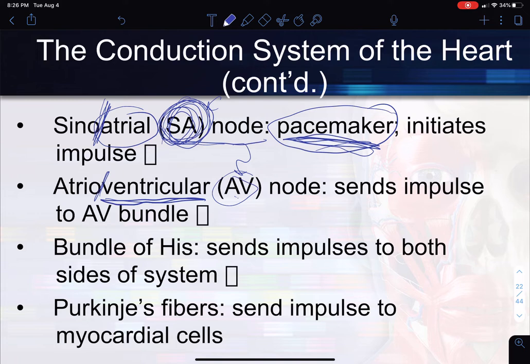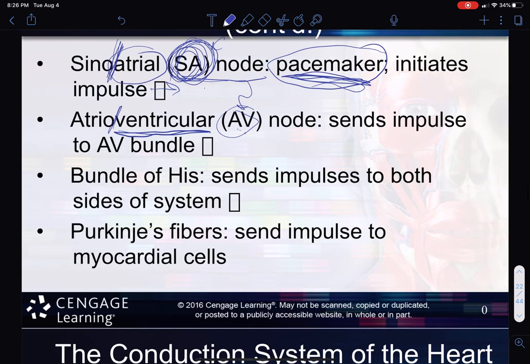So the SA node does this, and then it talks to the AV node. The SA node will tell the atria to contract. Then at the same time, it'll tell the AV node to tell the ventricles to contract. And there's a lot more space of ventricle tissue than there is atrial tissue. So we have a little bit more space that we have to cover. And so because of this, we have some branching of the AV node that we need to talk about.